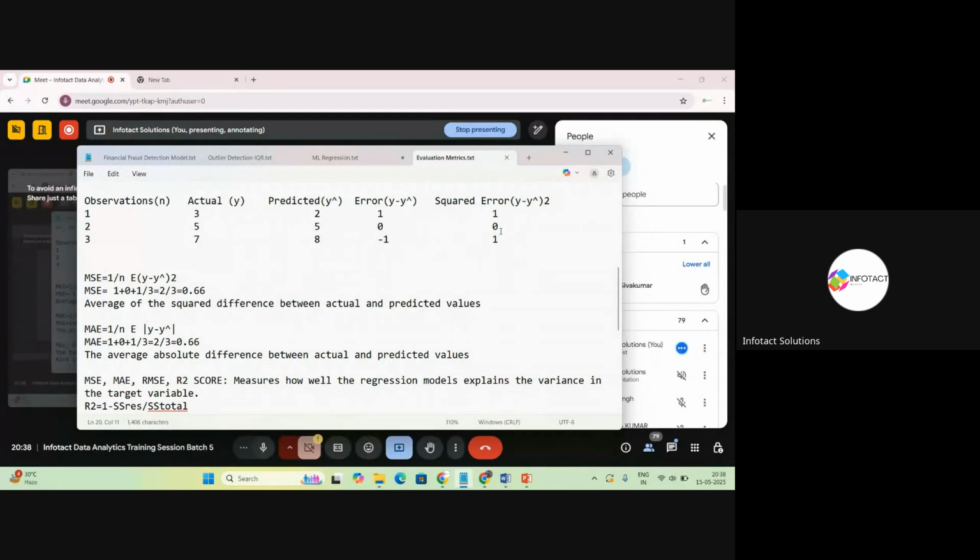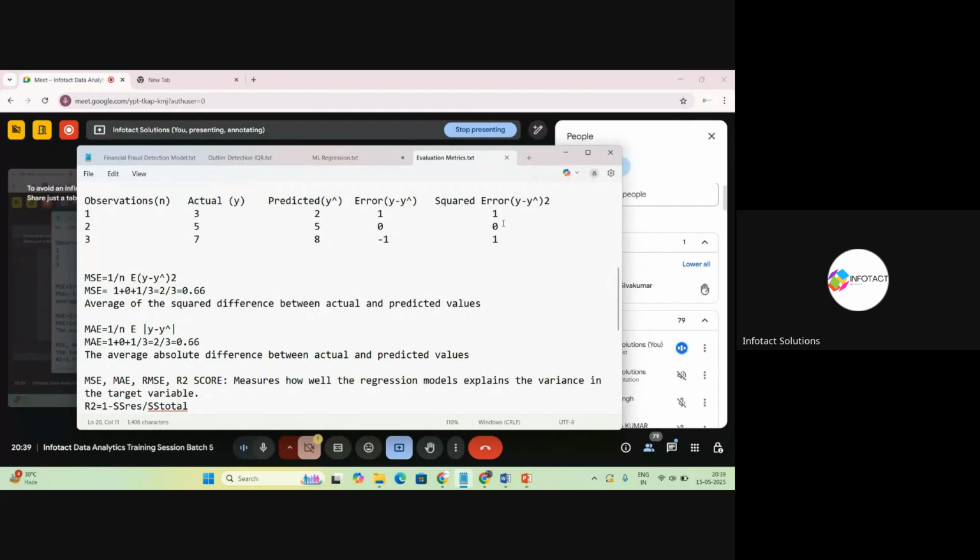Getting this much? Yes, sir. Then how to calculate the mean squared error? I told you it is 1 upon n, summation of y minus y dash square. N is the total number of observations, meaning 1, 2, 3, so 3 observations. Then the summation of the square errors.